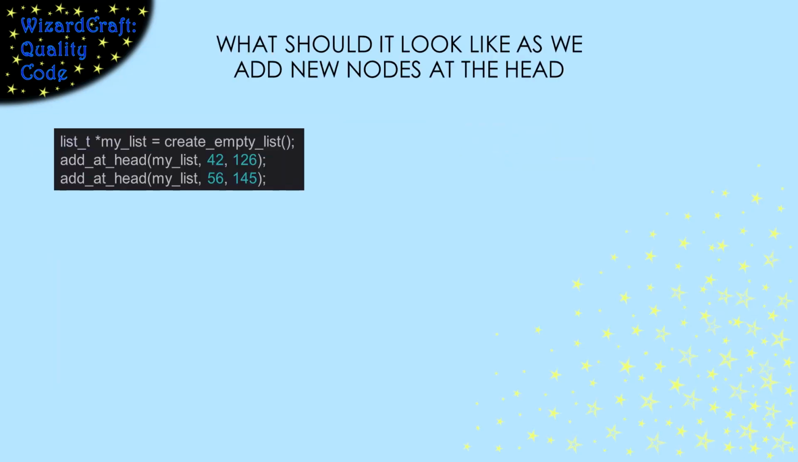The first way that we can add data to the list is with add at head. We could build a list using code like this. It first creates an empty list, and then it adds two nodes each at the head of the list. As it adds each one, it should create a new node and then link it in at the head of the list. This is the empty list that we get from create empty list.